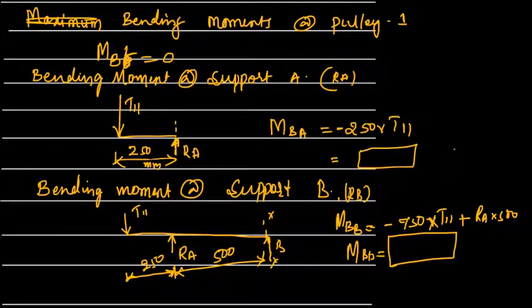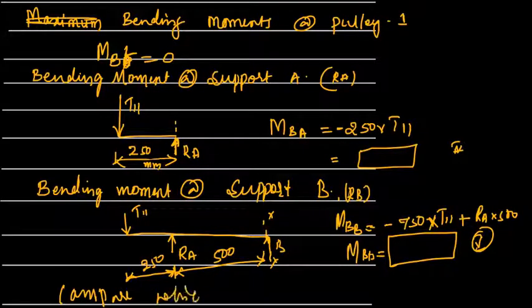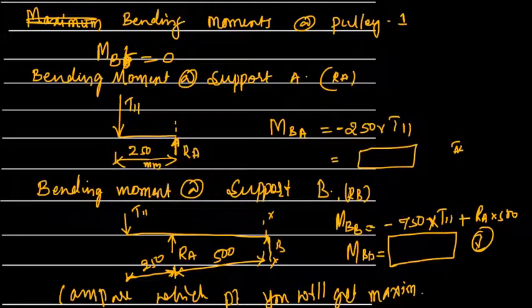Just to compare, now I think this is equation number 4. This is equation number 5. Okay. Now we compare. At which point will you get the maximum bending moment? Use that value to find out the diameter of the shaft.